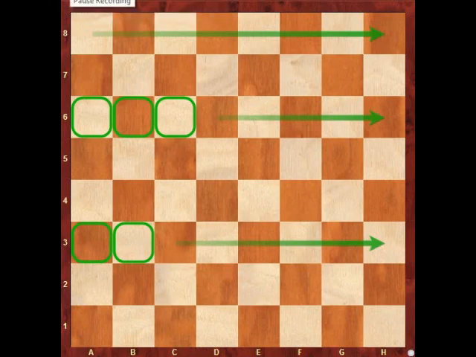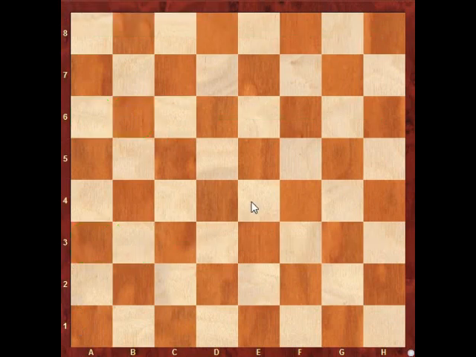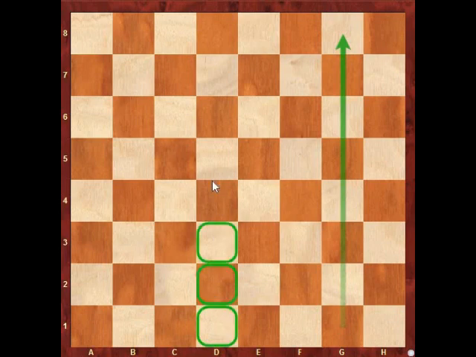Next I'll teach you files. So files are the vertical lines on a chessboard. What do I mean? For example, if I say G file, then this whole line upside is the G file. If I say D file, then this whole line is your D file. If I say A file, then this whole line is the A file.